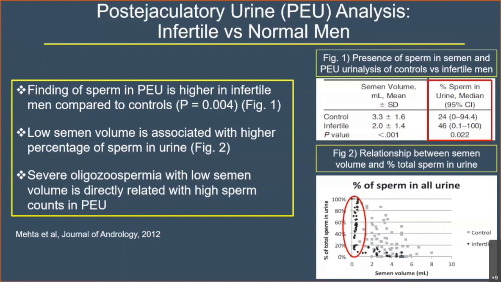Overall, the study reports, which is the third significant finding, that severe oligospermia with low semen volume is directly related with high sperm counts in post-ejaculatory urine samples. Next slide, please.